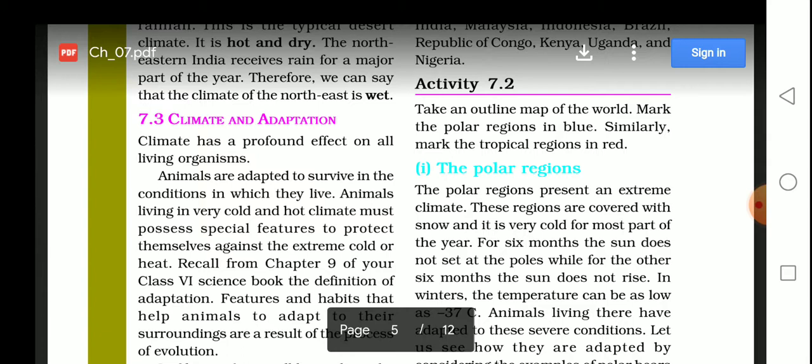Next, we'll study climate and adaptation. Climate and weather adaptation we'll study in the next class.